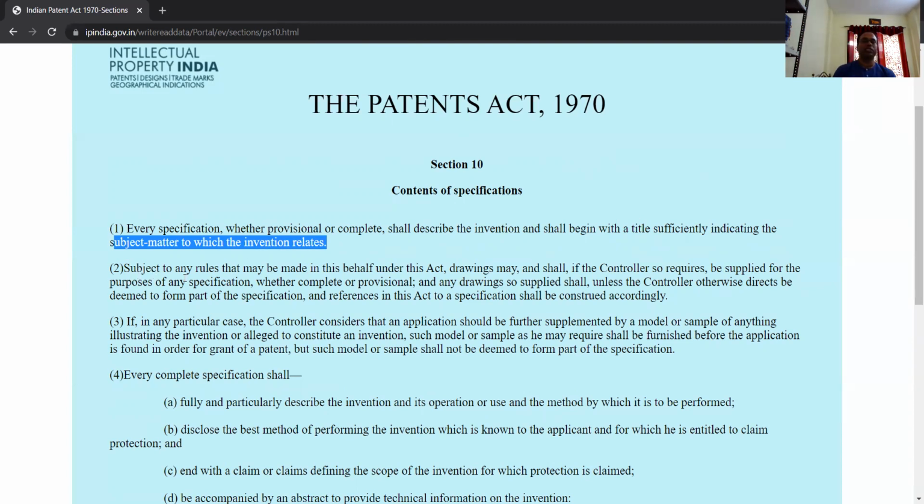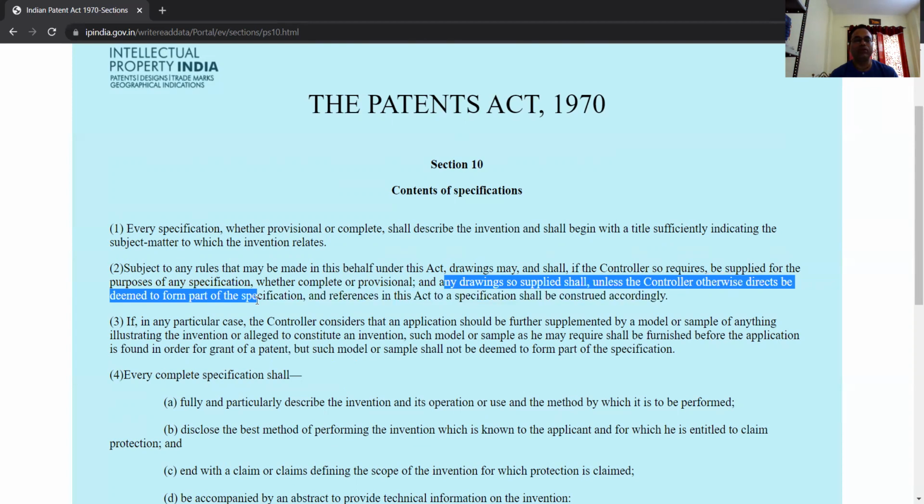Number 2 says, subject to any rules that may be made in this behalf under this Act, drawings may or shall, if the controller so requires, be supplied for purposes of any specification, whether complete or provisional. So if drawings are needed, then the controller may ask, and you need to provide the drawings if required. And any drawings so supplied shall, unless the controller otherwise directs, be deemed to be part of the specification. And any drawing you provide will become part of the specification, unless the controller says that he just asked for it for his understanding and it need not be in the specification.